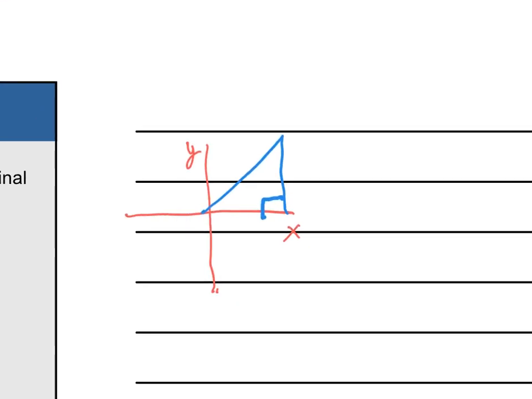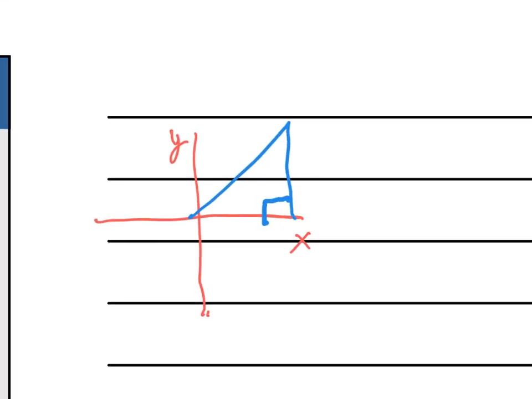And he labels these values here. He says this is your x value. This is your y value. What did he label the hypotenuse? R.